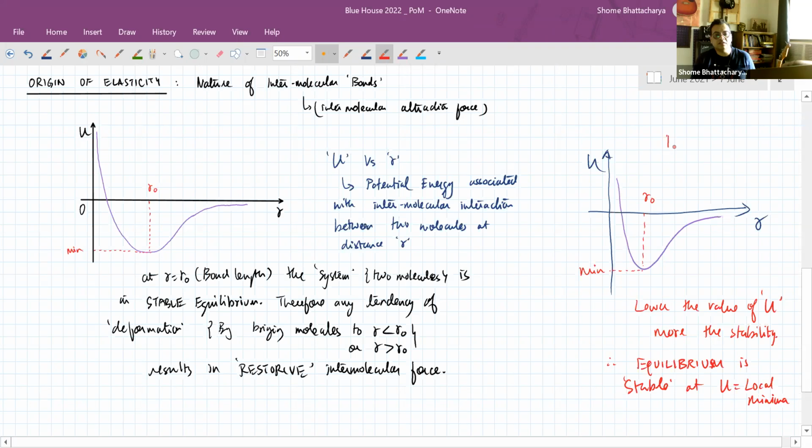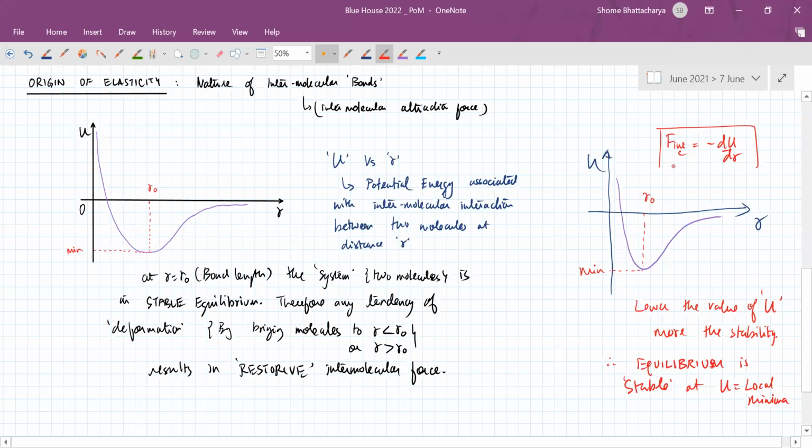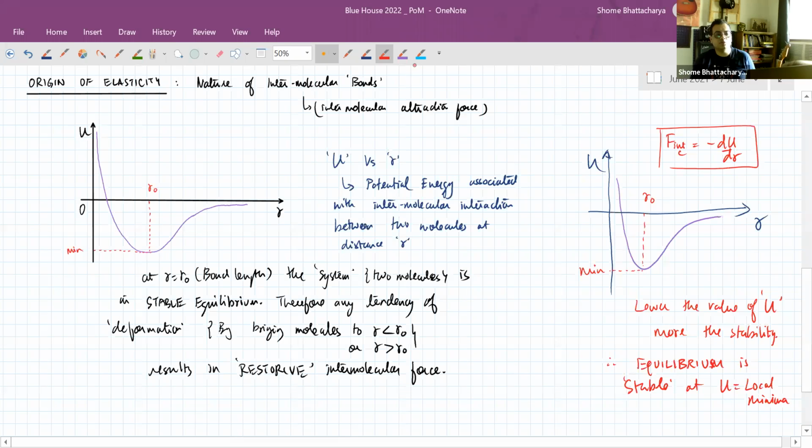What is the relationship between internal conservative force and potential energy in a one-dimensional situation like this? It is minus dU by dr. So wherever we are at the local minima, you can see the slope is 0. So at this point, the slope of this graph is 0. That means the force, the internal conservative force, is 0.